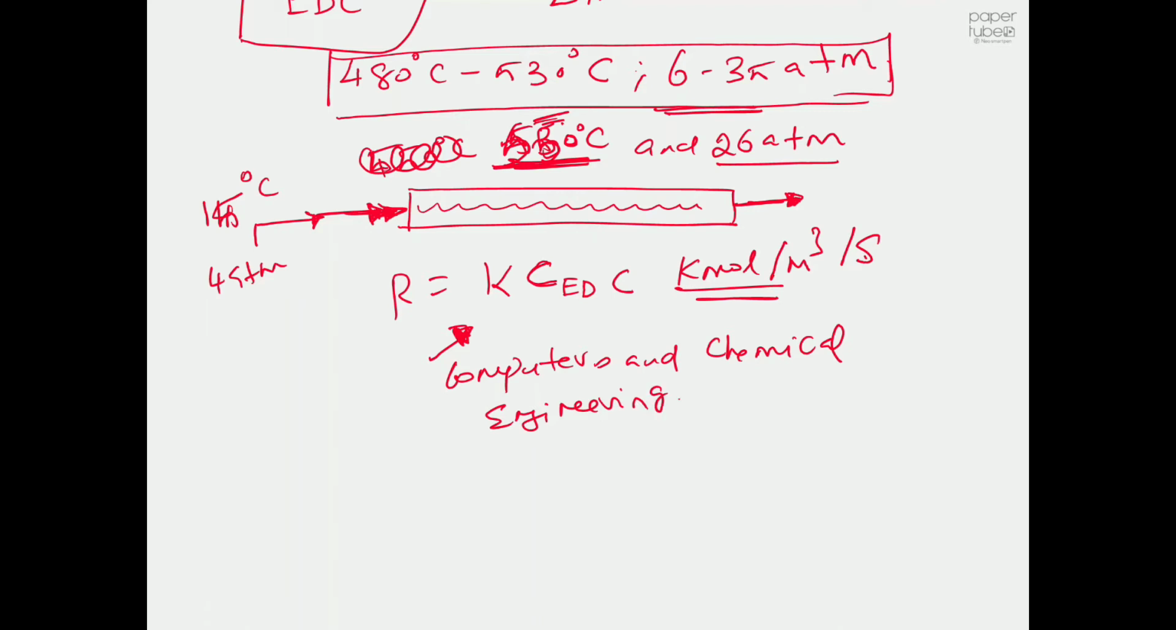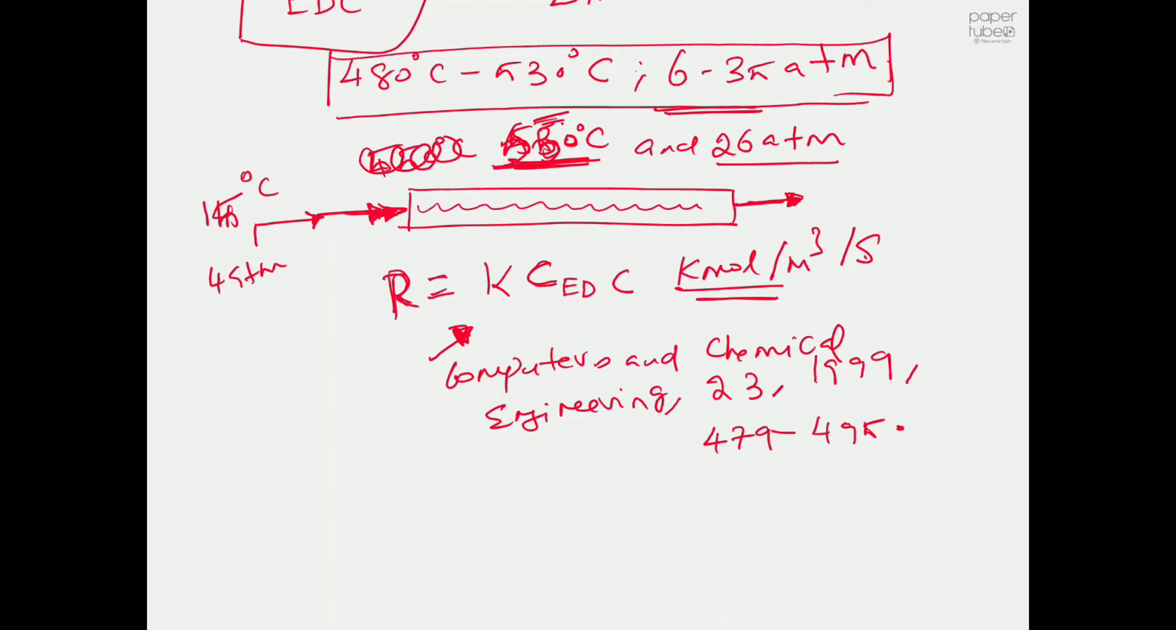Computers and Chemical Engineering, volume 23, year 1999, pages 479 to 495. So this is how you need to get the information from the literature, and then you need to select some particular rate expression that dictates the process.